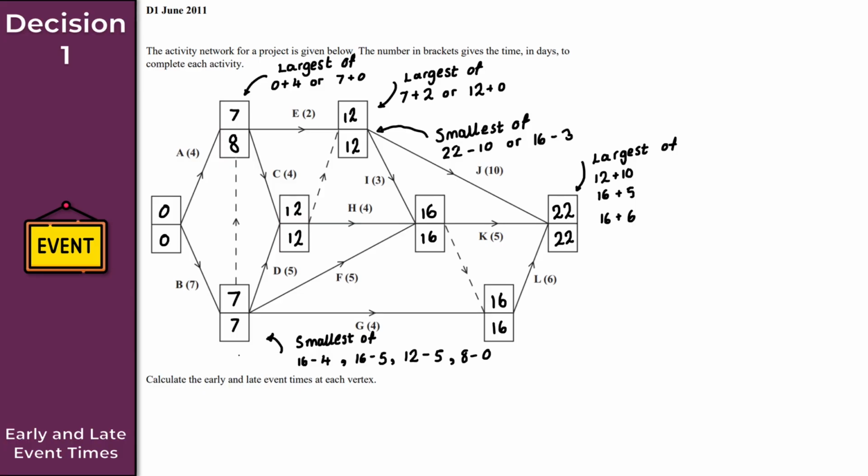And there we have it, right? We've completed the early and late event times here for each vertex or each node, whichever definition you prefer, okay? And there we have it then. So that gives the solution here to the one practice question for this video. And that just brings us to the end then of this video here on early and late event times.